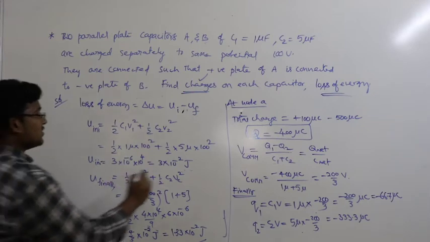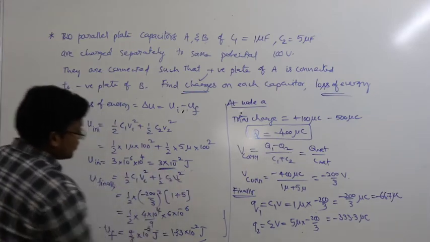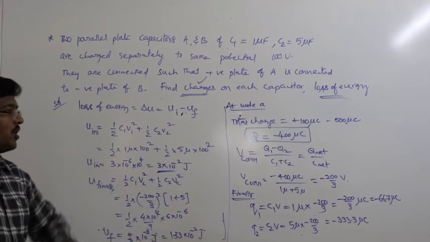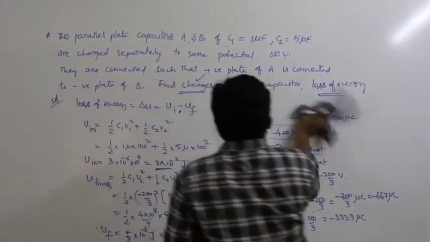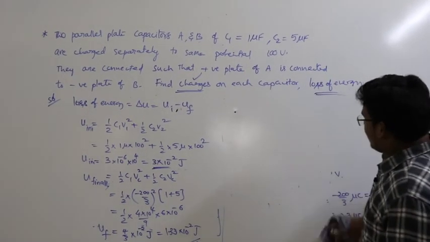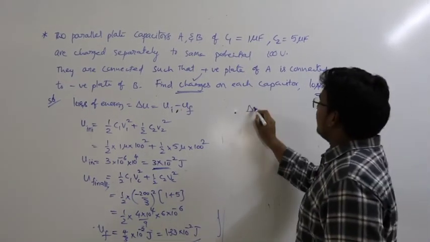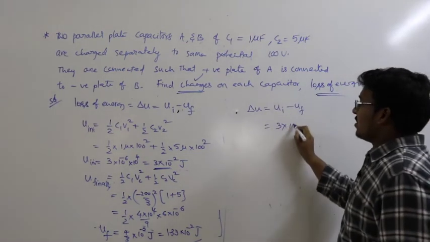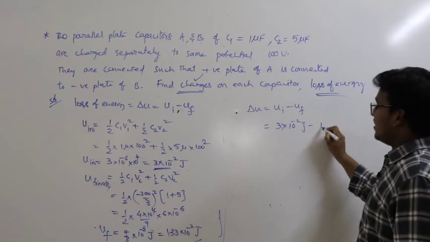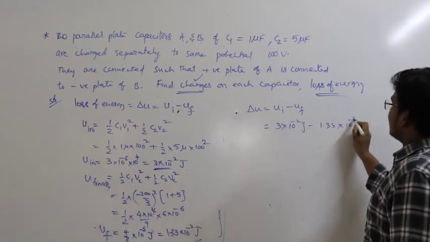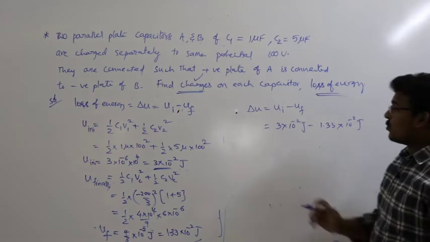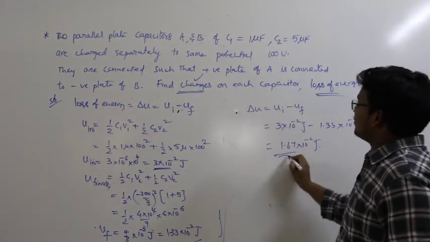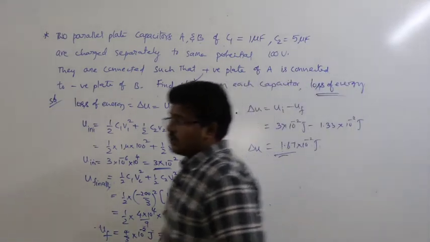So initial energy is this much, final energy is this much. How much is the loss? Initial minus final, 3 minus 1.33. So delta U, which is initial energy minus final energy, is 3 into 10 power minus 2 joules minus 1.33 into 10 power minus 2 joules. Automatically 3 minus 1.33 is 1.67 into 10 power minus 2 joules. This much energy is lost.